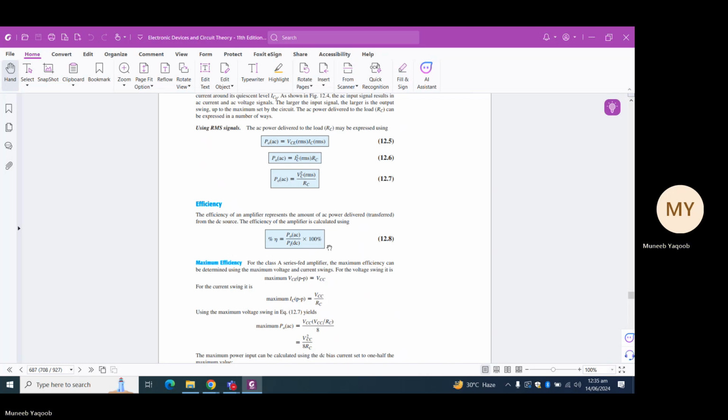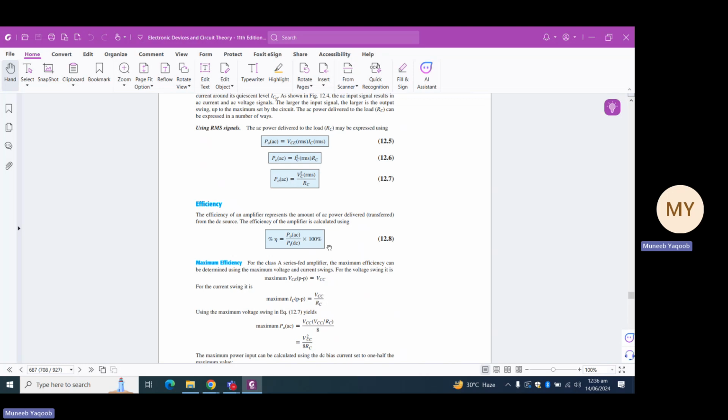So we can write it like IC square RMS into RC as well, or we can write it like VC square RMS upon RC as well. All these three are valid expressions for the AC power. Now, to calculate the efficiency of this class A power amplifier, we will simply use the formula PAC upon PDC multiplied by 100%.